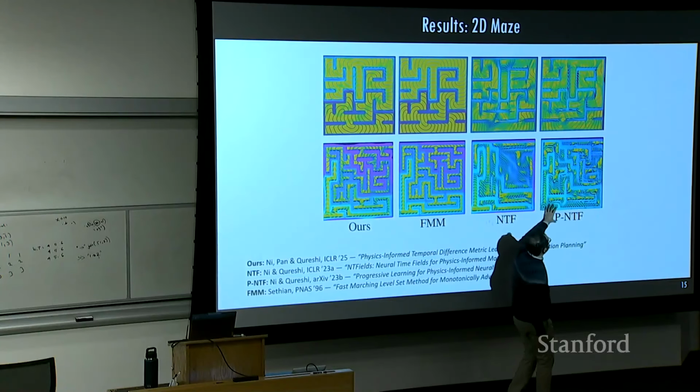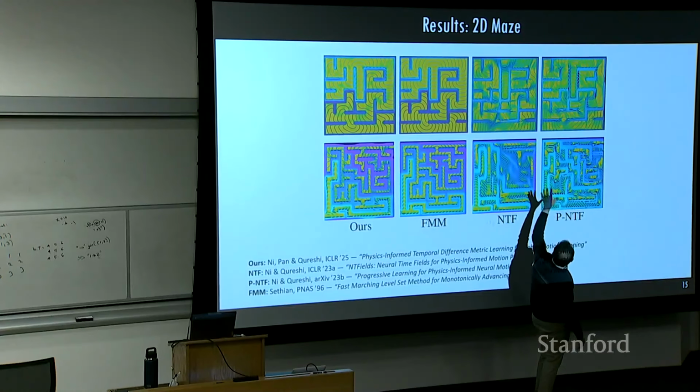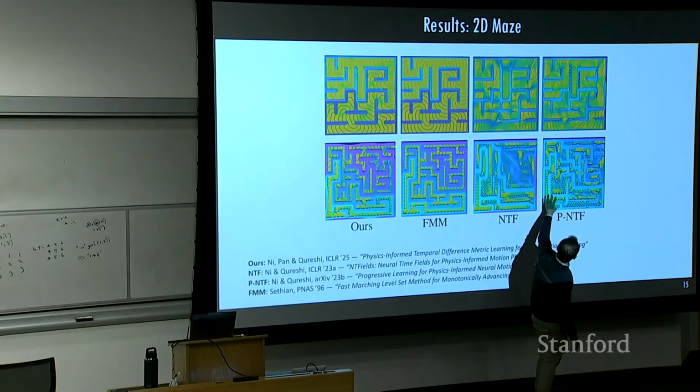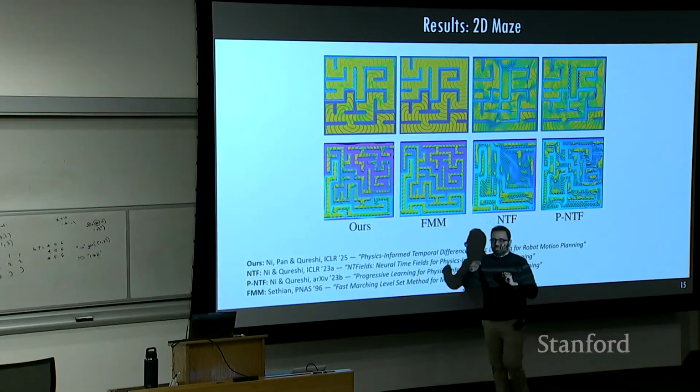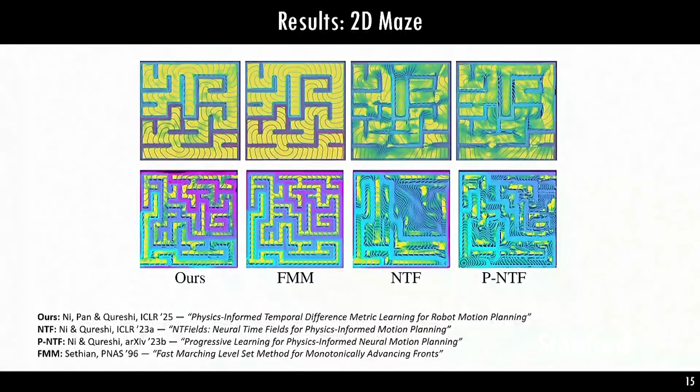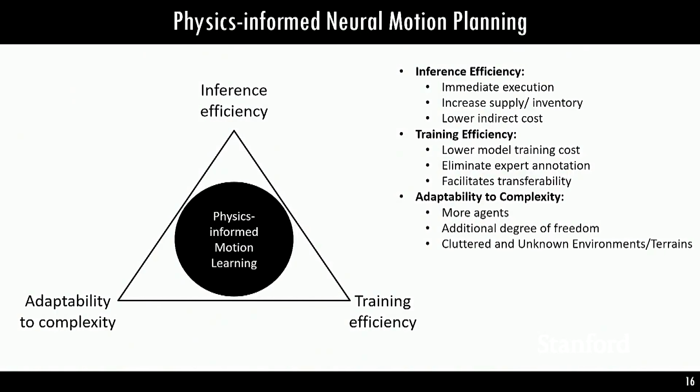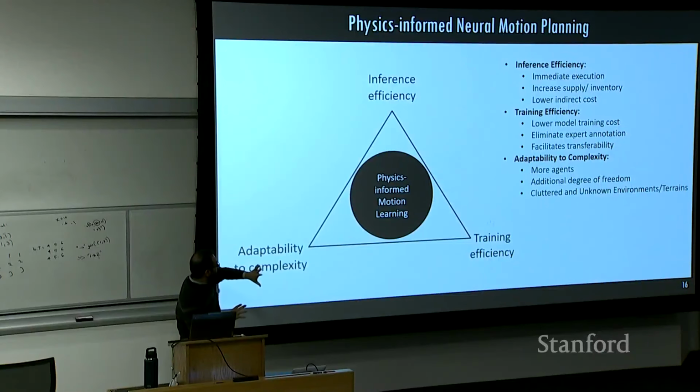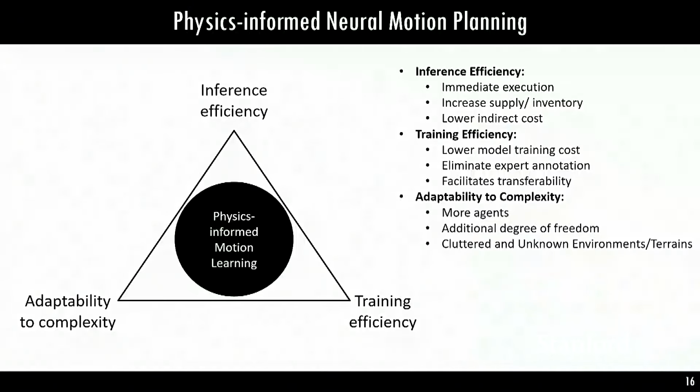And this is the viscosity eikonal PDE. It still has a better solution than this one, but it still did not regularize the gradient between my conjective states. So there are still some artifacts that you see in that plot. Combining gradient matching with TD learning leads to a much better result. So now I will discuss, one by one, the inference efficiency, training efficiency, and adaptability of this model.